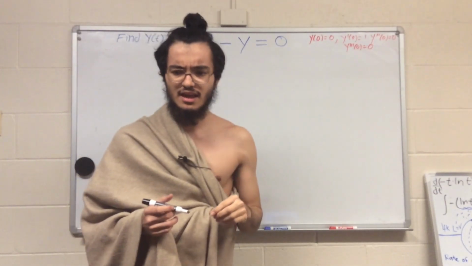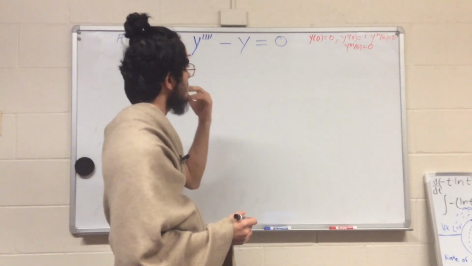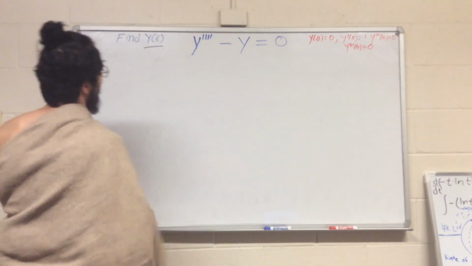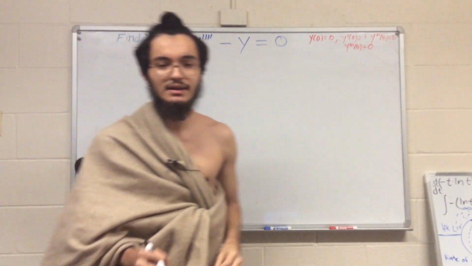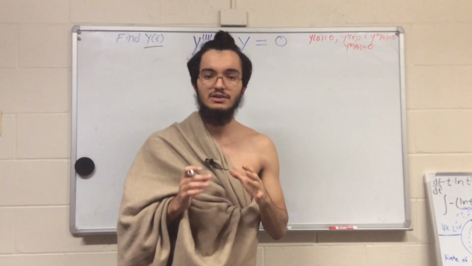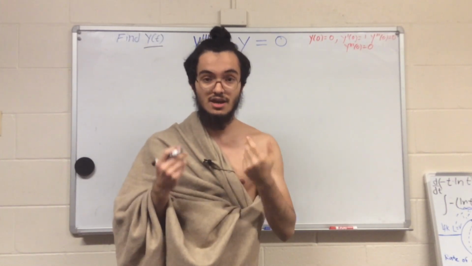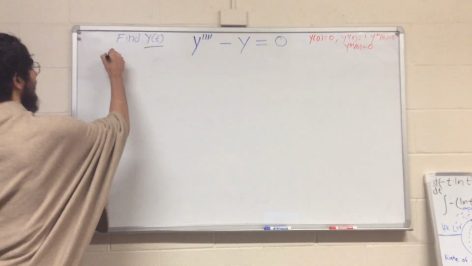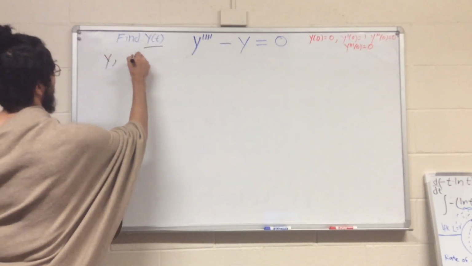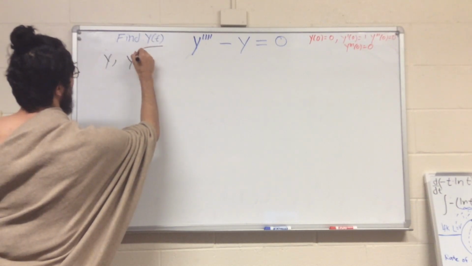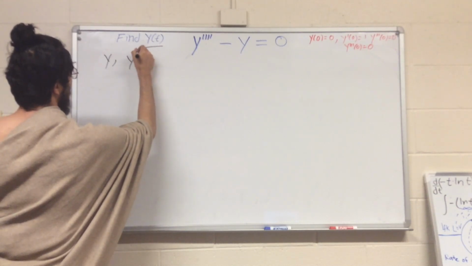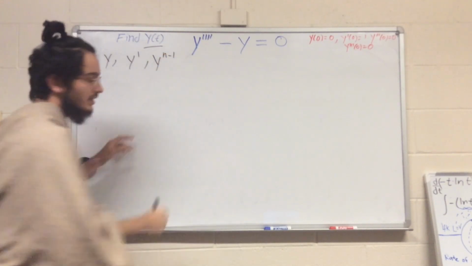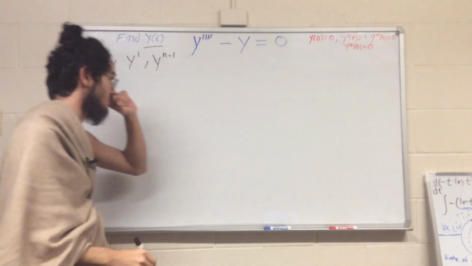But first of all, we have to make sure that whatever solution we find, y of t, has to satisfy a very specific set of conditions. Now, what are these conditions? Well, suppose that y, y prime, and all derivatives up to y to the power of n minus 1 satisfy a specific set of conditions.